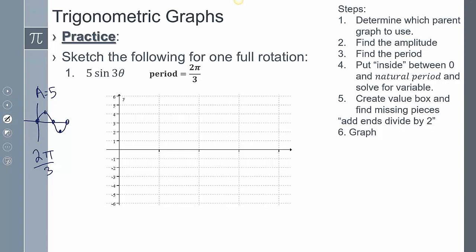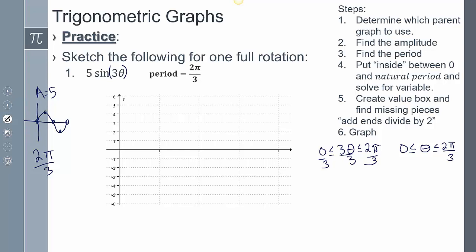To do that, I'm going to call this, the 3 theta, the inside of my function. We're going to take that 3 theta and put it between 0 and its natural period. The natural period before we did anything was 2 pi. So I'm going to put that between 0 and 2 pi. Now I want to solve for theta. And so I'm going to get the inequality 0 is less than or equal to theta, which is less than or equal to 2 pi thirds.